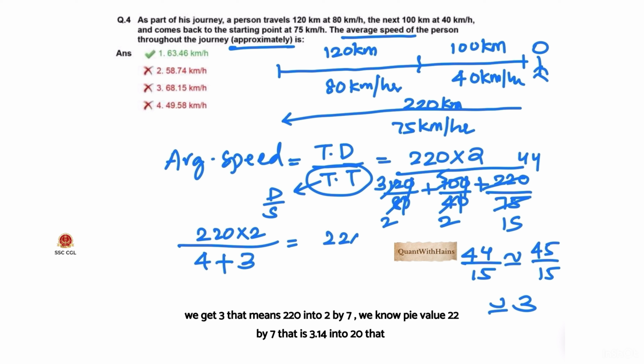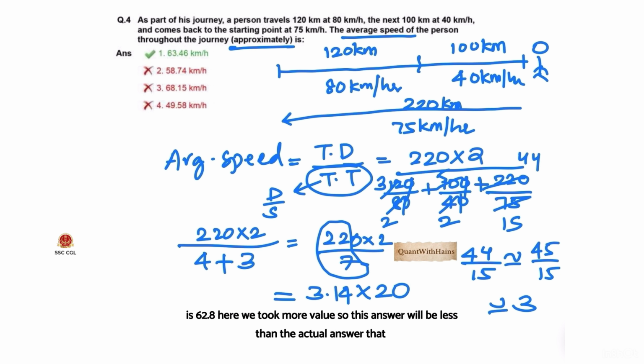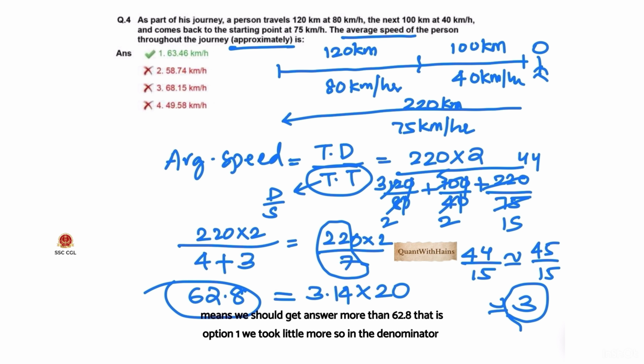That means 220 into 2/7. We know pi value 22/7, that is 3.14 into 20, that is 62.8. Here we took more value, so this answer will be less than the actual answer. That means we should get answer more than 62.8, that is option 1. We took a little more, so in the denominator we get more value. Overall answer is less than the actual answer.